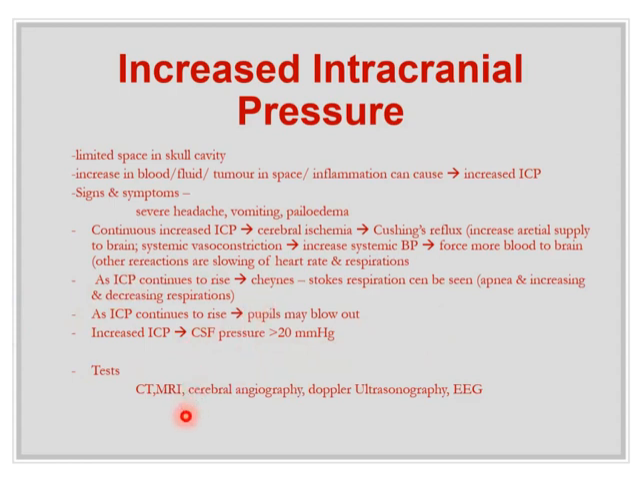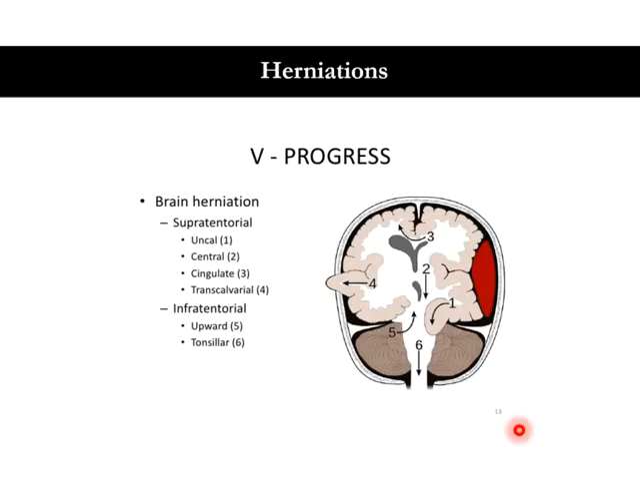Okay, what are the tests that you do to determine it? CT can be done, MRI can be done, cerebral angiography can be done, Doppler ultrasonography can be done, and EEG can be done. Now, coming from the increased intracranial pressure, one of the common complications is herniation. Because the pressure is increasing in the brain, some part of the brain can herniate.